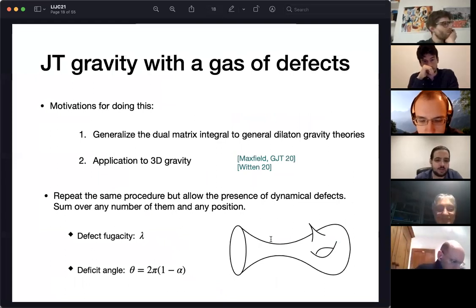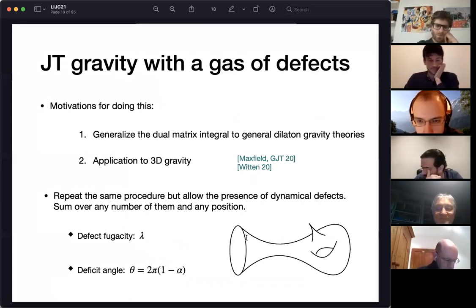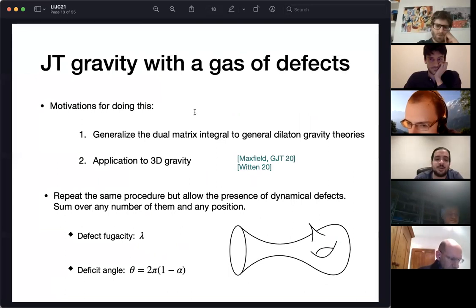Okay. If there is another question, I will continue. So, adding these defects. Sorry, yeah, I was saying, so we will do Jackiw-Teitelboim gravity with a gas of defects.